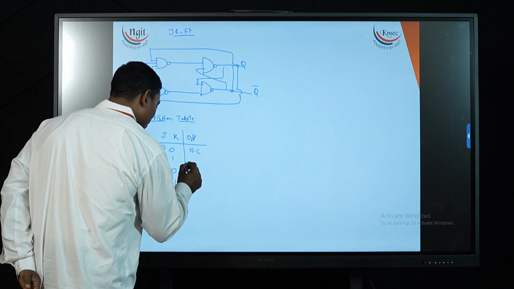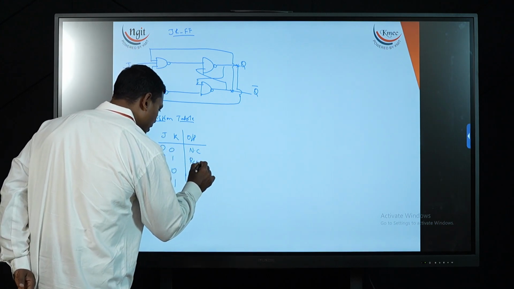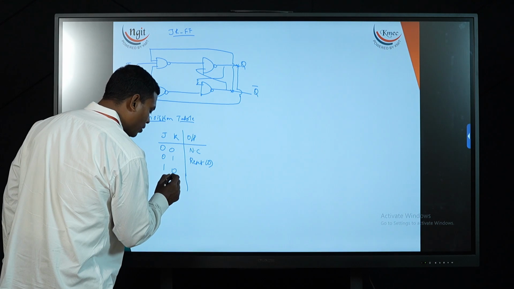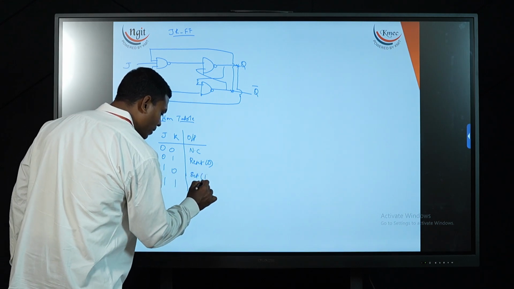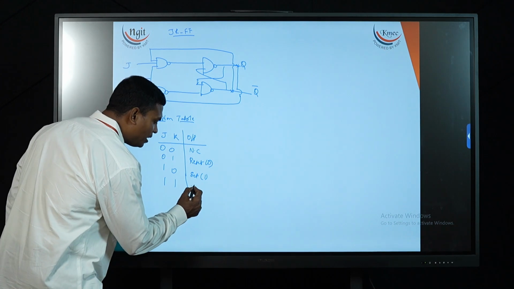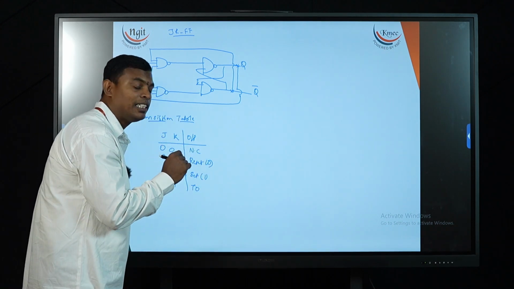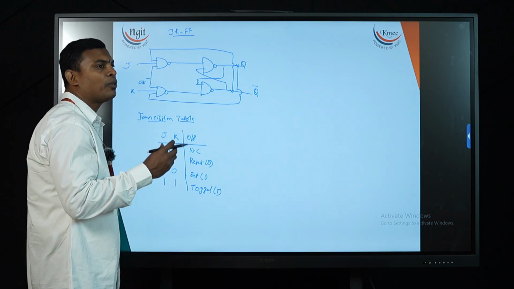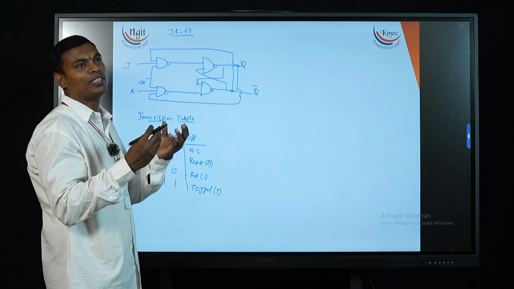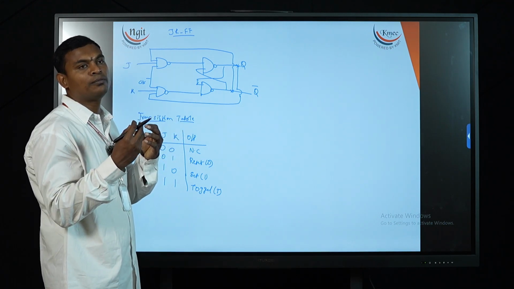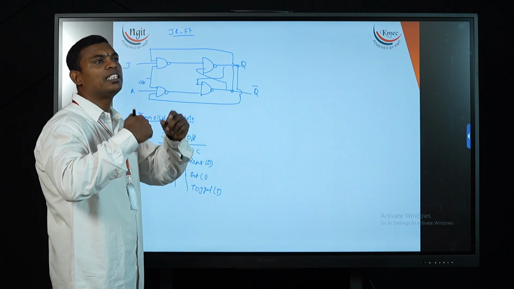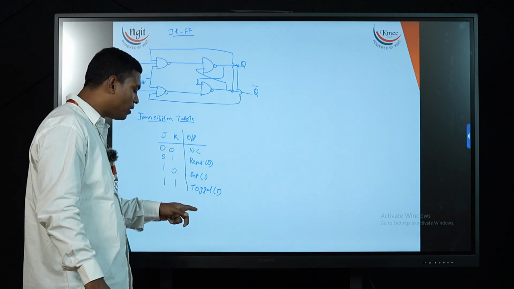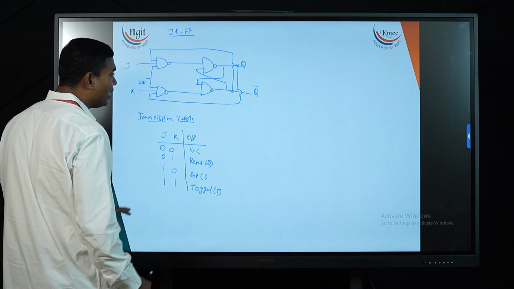Similarly for 0 1, it is going to be the reset state, that is 0, same as SR flip-flop. For 1 0 combination it is set, that is 1. For the 1 1 combination, for SR it was undetermined, now it is toggle. Toggle means if I am providing 0 as input, it will produce 1. If I am providing 1 as input, it is going to produce output as 0. It is getting shifted from 1 to 0, 0 to 1. Such a situation we call toggle case. So this is the transition table.